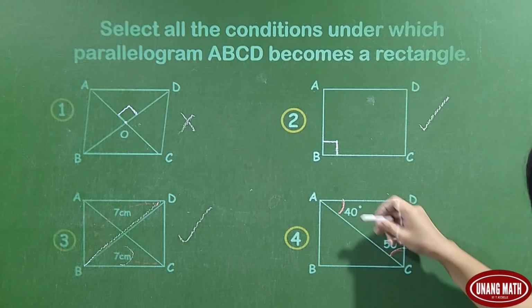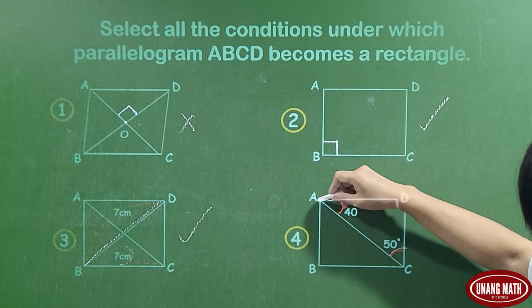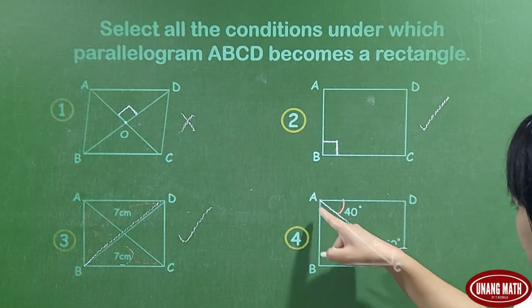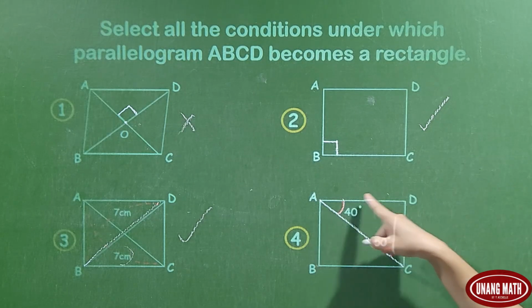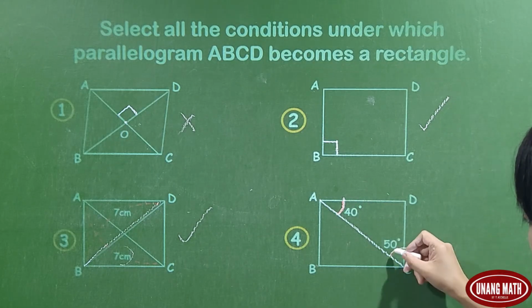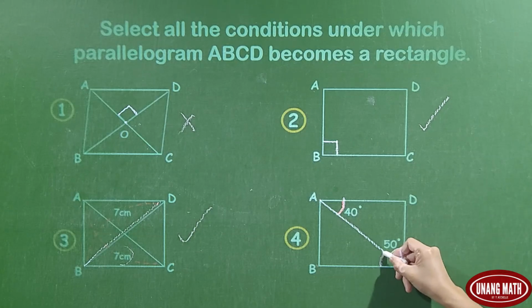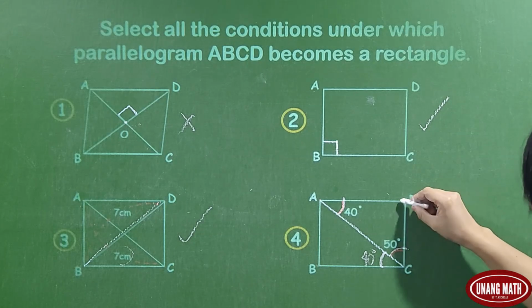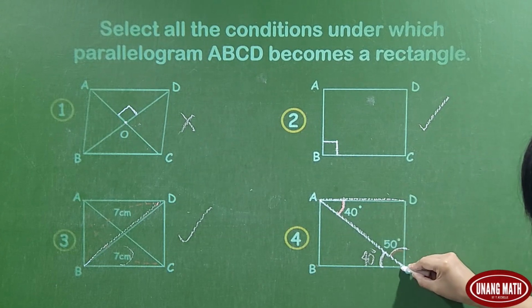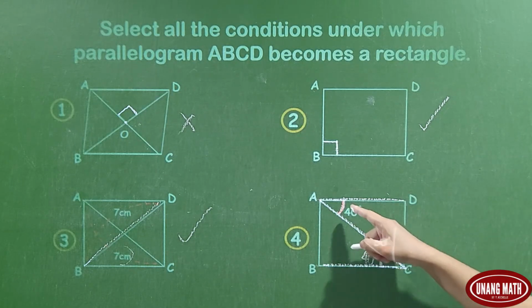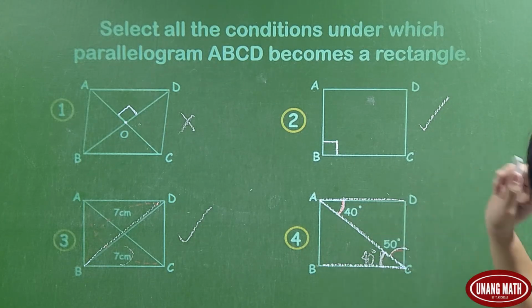Okay, for number 4, this angle is 40 degrees and this angle is 50 degrees. These angles are formed when we draw this diagonal. Now, when we draw this diagonal, there is this triangle ABC and this triangle ADC. So this is 40 degrees, 50 degrees. If we get the measure of this angle, this is also 40 degrees. Why 40 degrees? Because when we draw this Z shape, these two angles are alternate interior angles, so they are equal in measure.